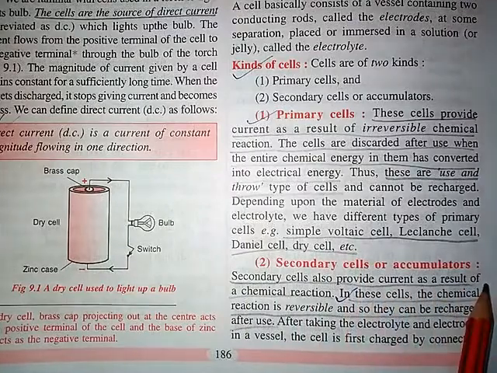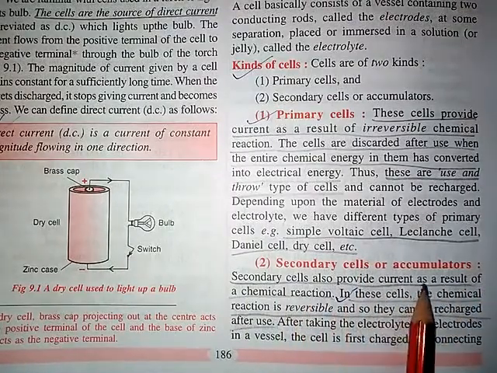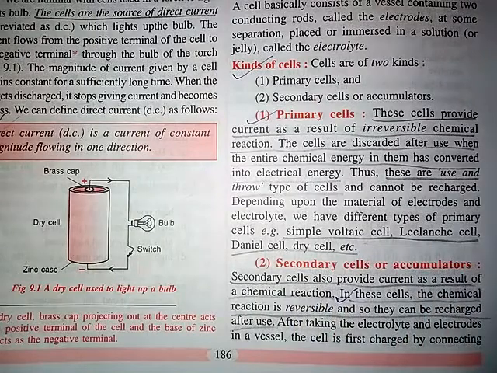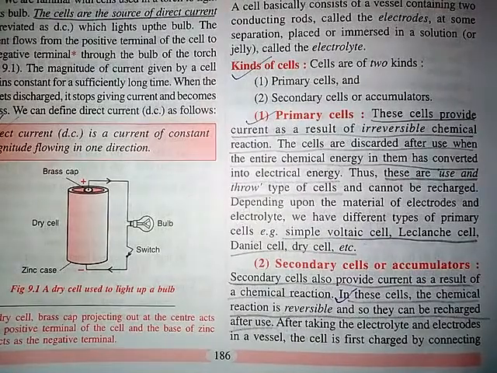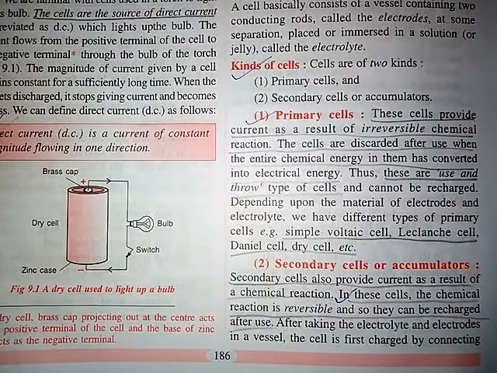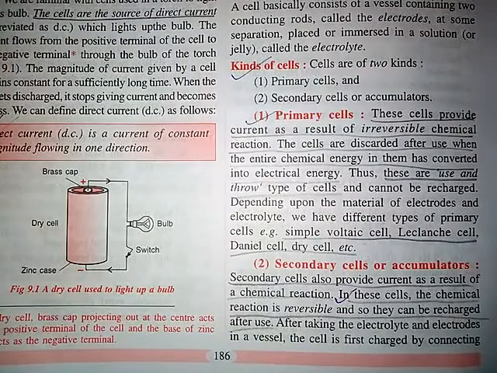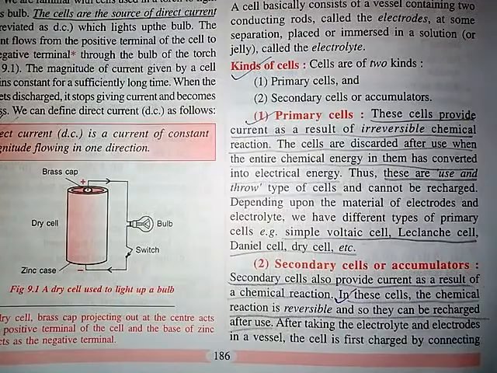Secondary cells or accumulators. Secondary cells also provide current as a result of a chemical reaction. But in these cells the chemical reaction is reversible and so they can be recharged after use. During charging, electrical energy is converted into chemical energy and gets stored in the cell. These cells can be used for a long period because they can be recharged again and again. Lead acid accumulator and NiFe or alkali accumulator are the two types of secondary cells. These cells are also called storage cells.